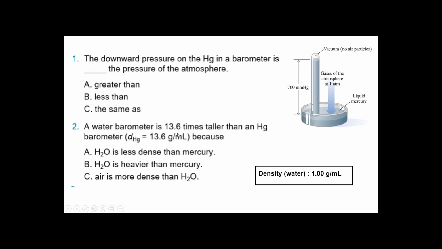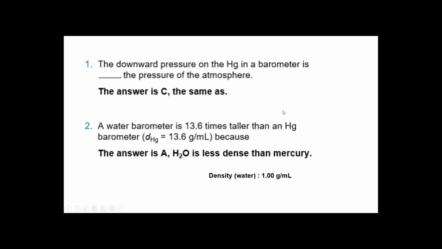The downward pressure on the mercury in a barometer is blank the pressure of the atmosphere. Is this greater than, less than, the same as? This is to understand atmospheric pressure, so it should be the same. If it's not the same, then it's not really helping us. It's like a thermometer. If it's not giving us the temperature, just an approximate, then what's the point of it? It should match, because how we're reading this is reflective of the actual atmosphere.